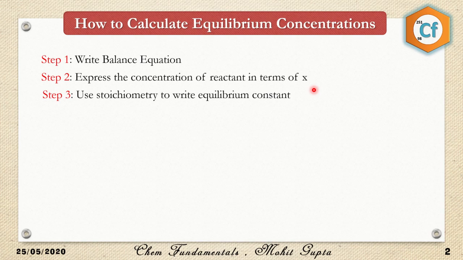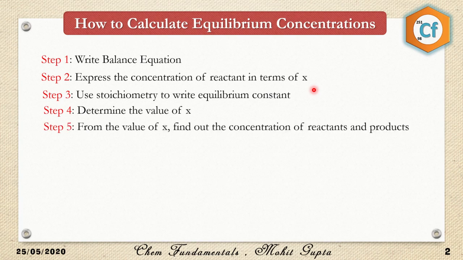Step 3 is you have to use the stoichiometric coefficients to write down the equilibrium constant. Then, since you know the value of the constant, you can easily determine the value of X, and from the value of X you can find out the concentration of reactant and product. If the stoichiometry is 1, it would be X. If stoichiometry is 2, 1 by 2, whatever, it would be 2X or so on. So let's start with an example.